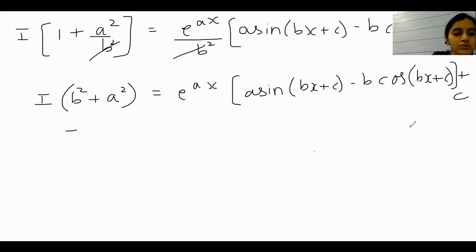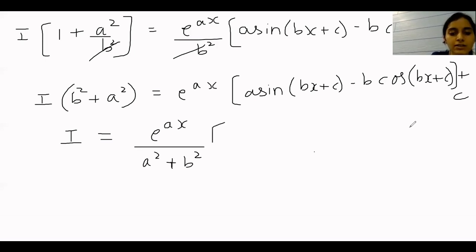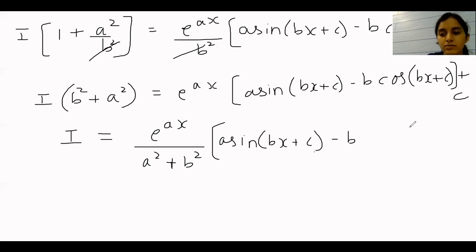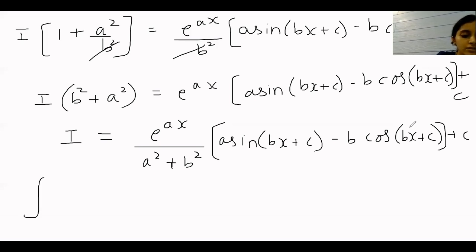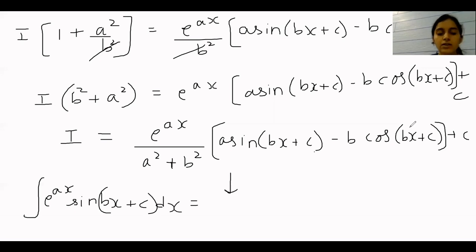So what we'll do is we'll keep I here and we can write this as e raised to ax upon a square plus b square, and the bracket a sine bx plus c minus b cos bx plus c, plus c. What is I? It is integration of e raised to ax sine of bx plus c dx, equal to this bracket here. That means we have proved the LHS equal to RHS.